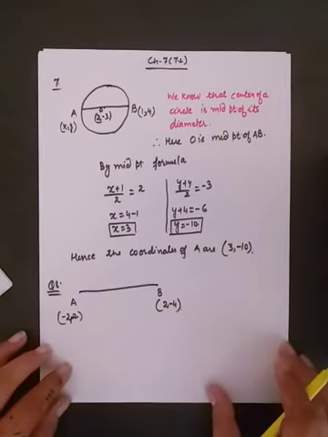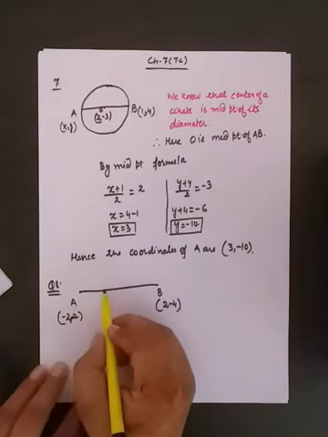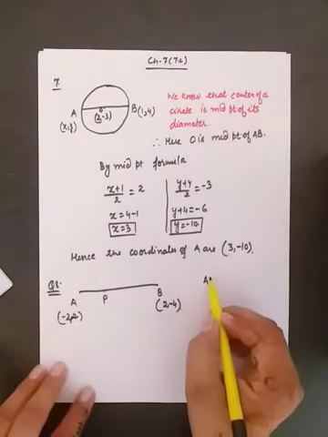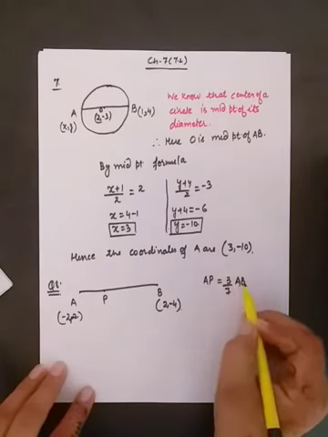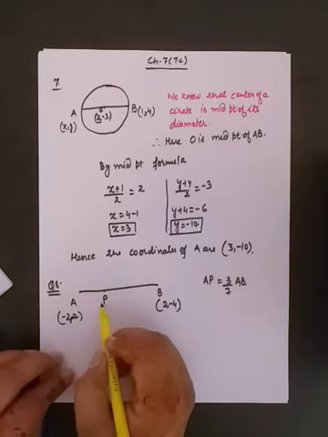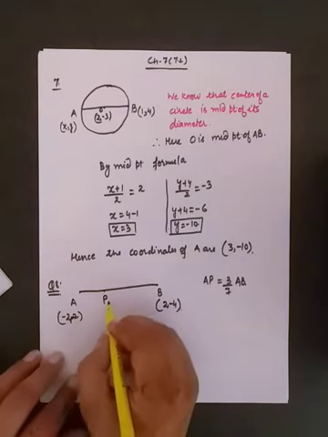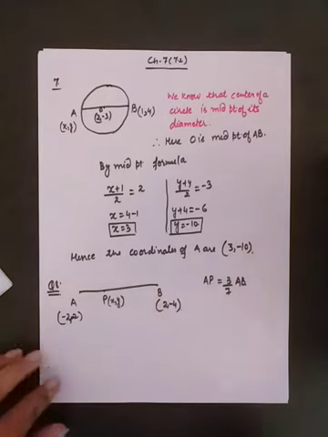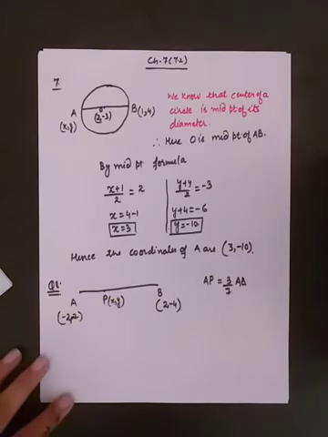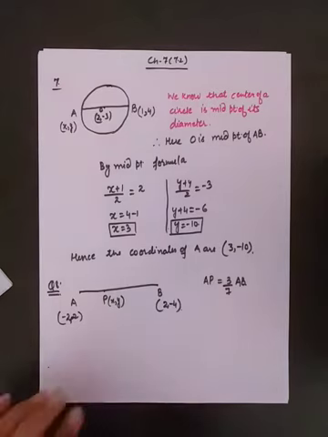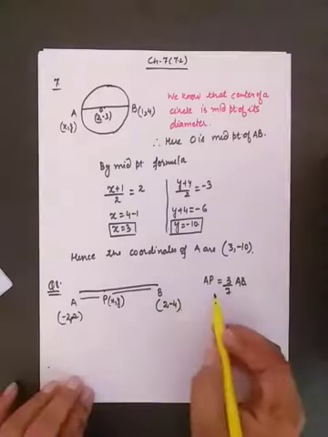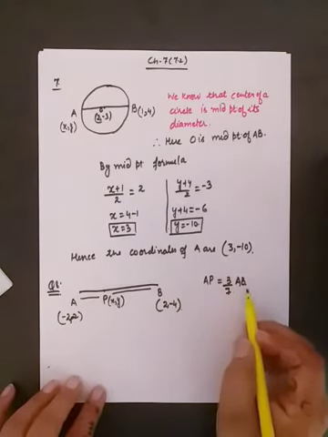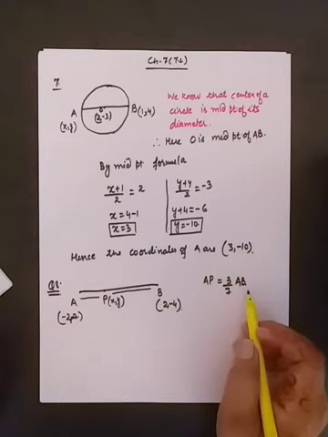And there is a point P on AB such that it is given that AP is equal to 3/7 AB. And we have to find the coordinates of the point P. Let us assume that its coordinates are (x, y). So to apply the section formula we must have the ratio of AP and BP, we need to know the ratio. But here AP is equal to 3/7 AB is given. So first of all we have to find what BP is.